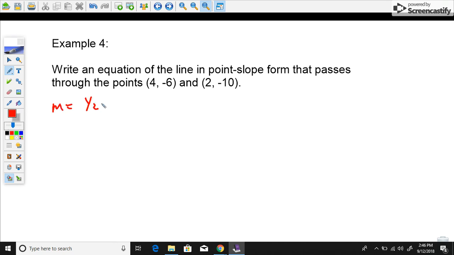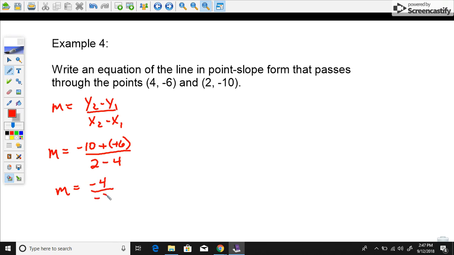First, we said we have to find our slope. So we're going to do that. Here's our formula. I'm going to use -10 as y2. So -10 minus -6 over 2 minus 4. Up here, these are going to change to plus, so -10 plus 6 is -4. 2 minus 4 is -2. If I simplify that, my slope is +2. So now we can use either point to put this into point slope form.